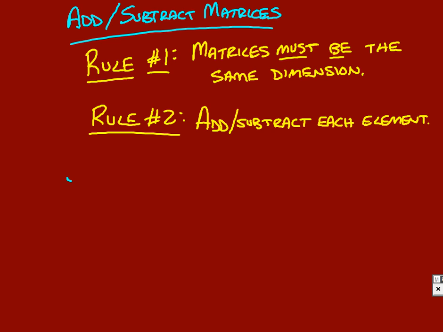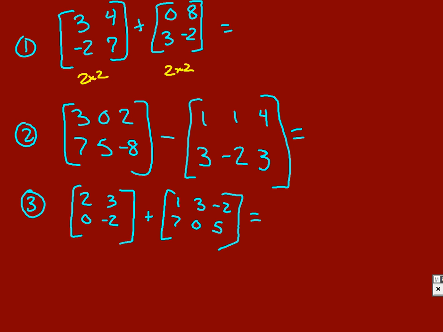So just looking at an example, let's get right into it. First of all, number one here, we have two square matrices. They are the exact same size, the exact same dimension, 2 by 2. That means we are allowed to add these. To add them, my resultant, my answer, is also going to be that same dimension, 2 by 2.